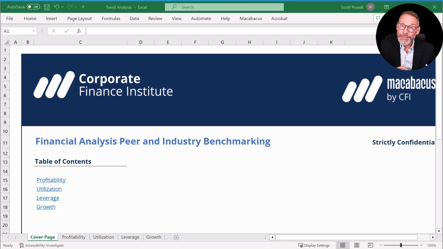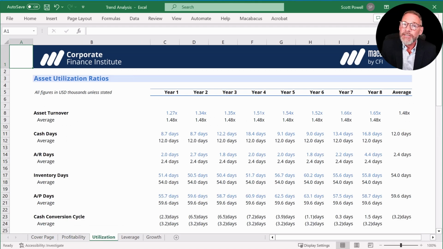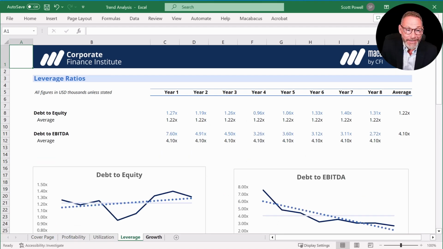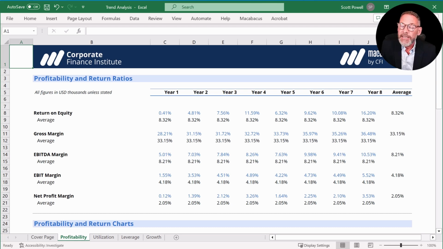Okay, now we're going to explore trends with a small retailer, and we're going to highlight again the importance of visualizing trends. So we've laid out this trend analysis using CFI's modeling best practices. So you can see there's a title page. And if we go, I've organized the ratios into profitability ratios, utilization ratios, leverage ratios, and then growth ratios. Now, what you'll also notice is in each column A, I've left that column blank, and that's intentional. And it's so that I can navigate between schedules relatively easily.